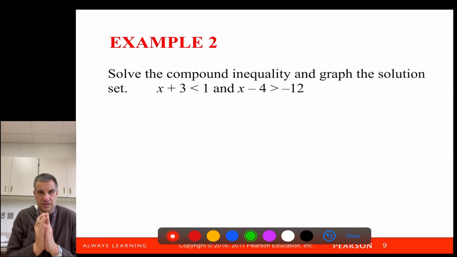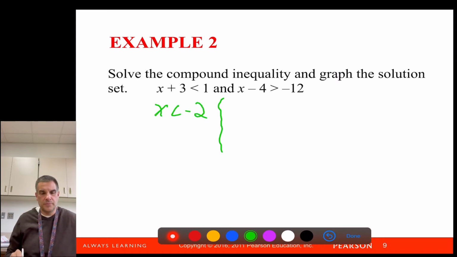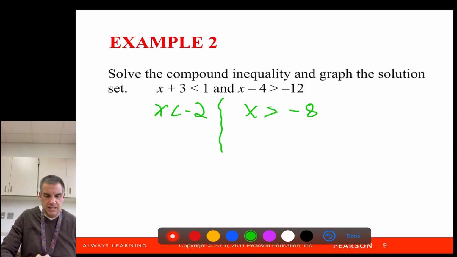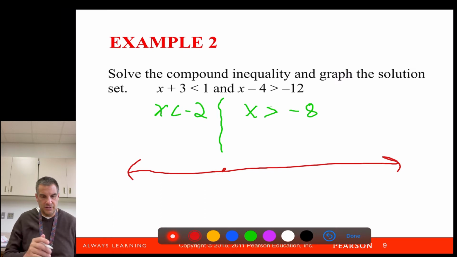So the first step you always have to do is solve each individually. So we're going to go ahead and solve the left-hand side. X is less than -2. That's the first one. Now add 4 to both sides. X is greater than -8. Okay, so now we're going to graph these. This is kind of the steps I use. We're going to graph these on the same number line.